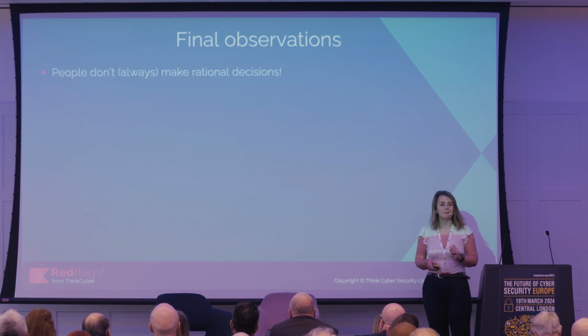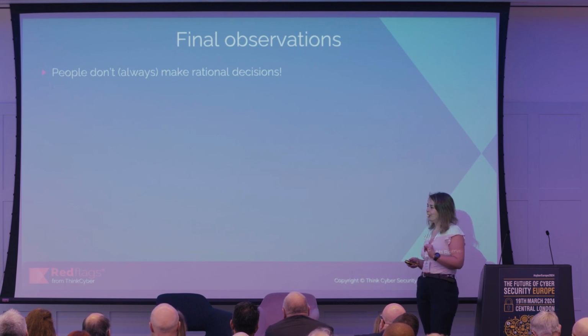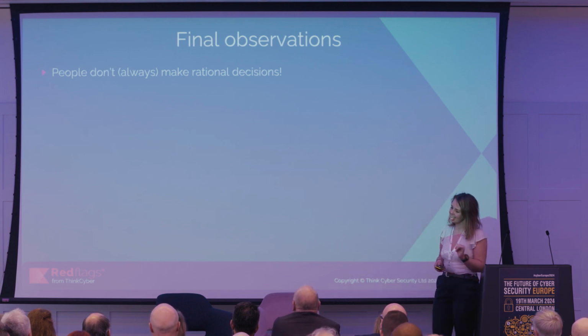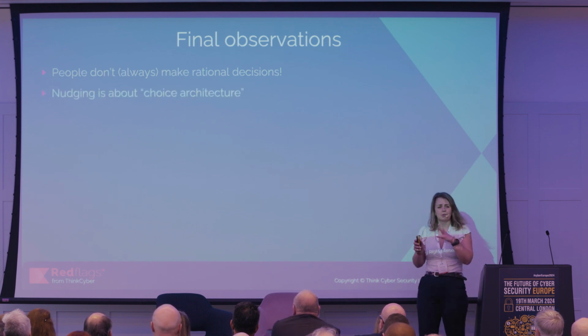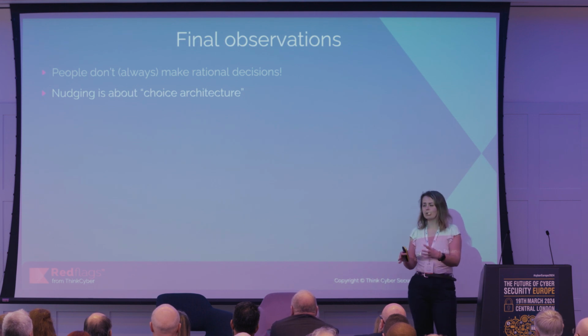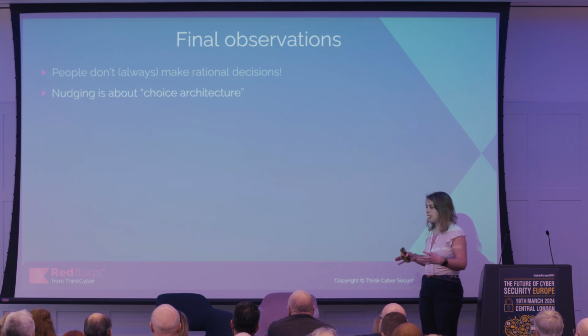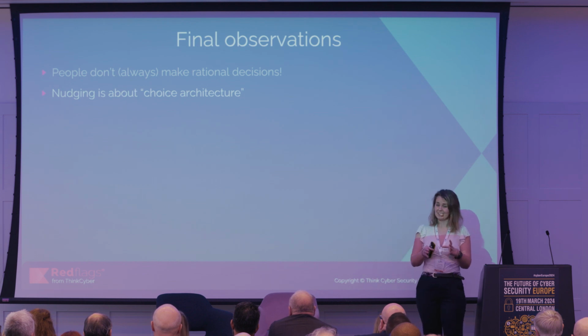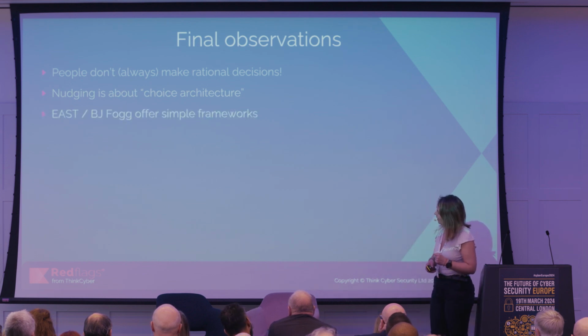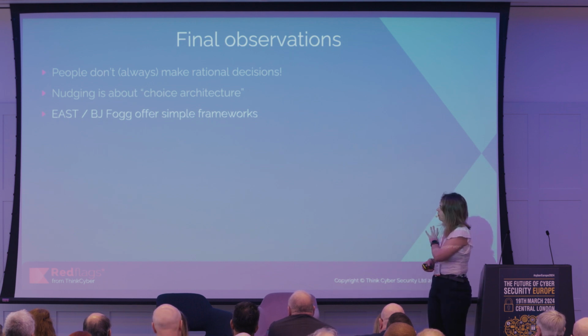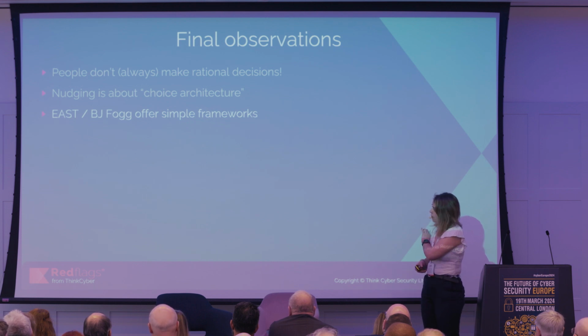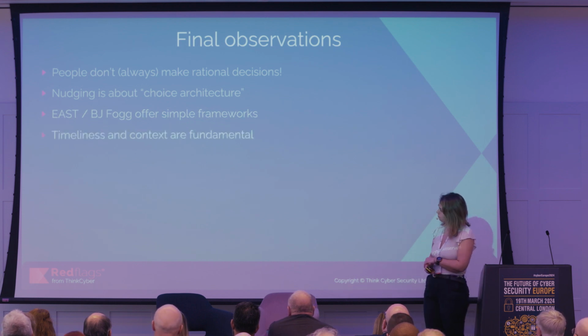So, final observations. People don't always make rational decisions. I think we all know this. Whether it comes to McFlurries or clicking on links, we're all a little bit irrational. Apart from me, I'm wonderful. Nudging is about choice architecture. It's about changing the world around them so that it becomes easy to do the behavior and attractive to do the behavior. Got some simple models here. You probably want to go and look them up afterwards. They're fantastic models. I also really thoroughly recommend COMB, C-O-M-B, other excellent model for behavioral change.